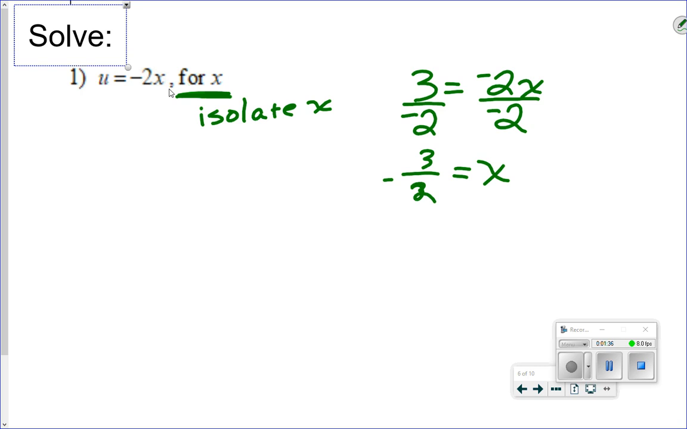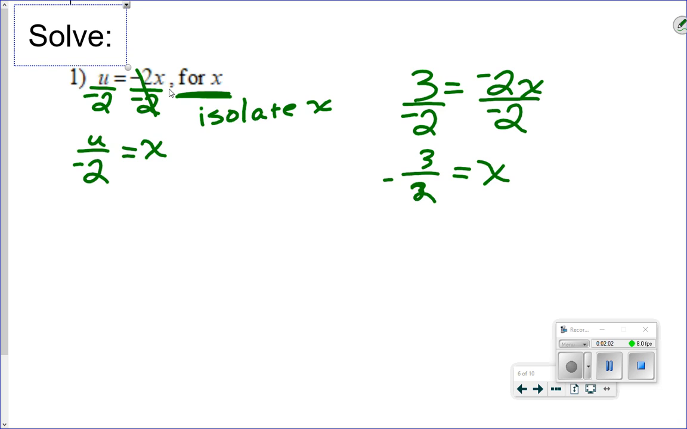In this case, we're not going to get a single answer like that, but we're going to do the exact same process. We need x by itself, so to do that, we have to divide both sides by negative 2. These negative 2's cancel out, and I'm left with x by itself on the right side. And on the left side, I have u over negative 2. Now, it doesn't matter if you put your negative on the bottom or the top, as long as you have a negative there. And that's your answer.